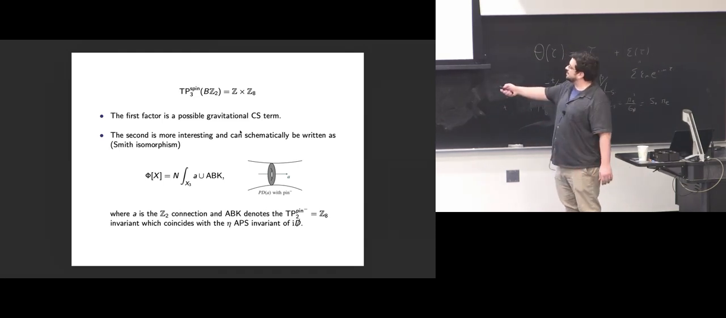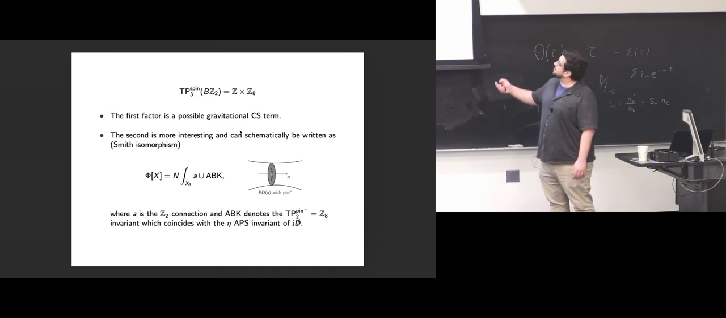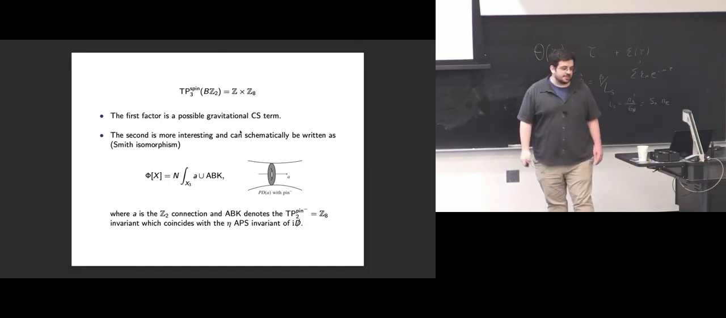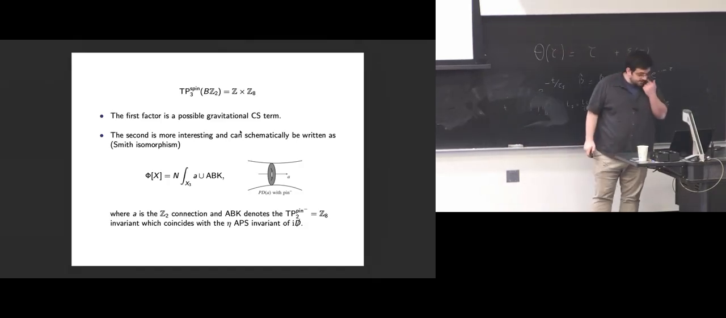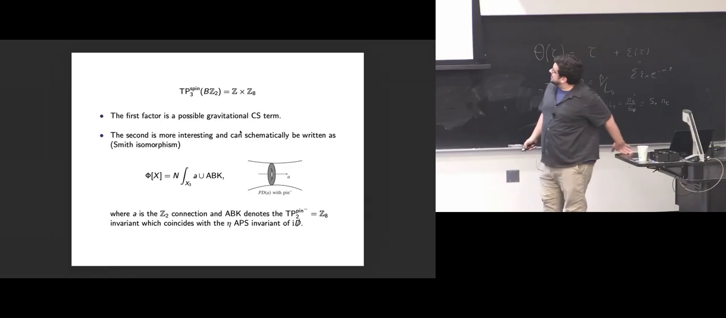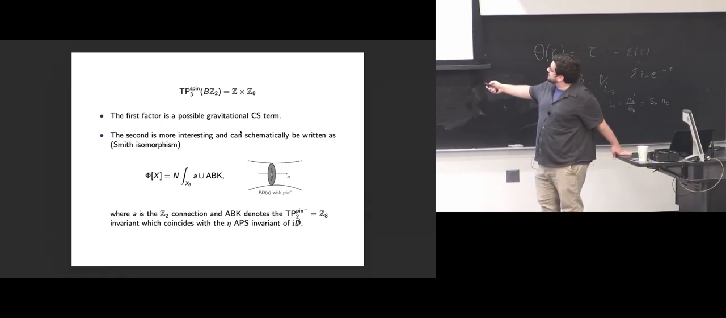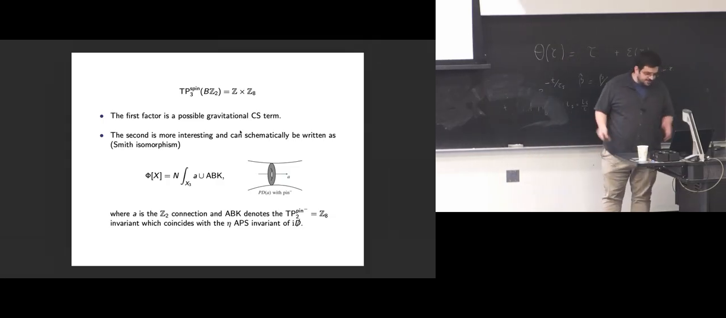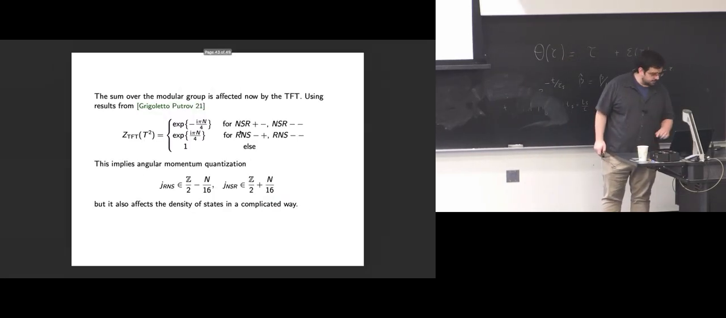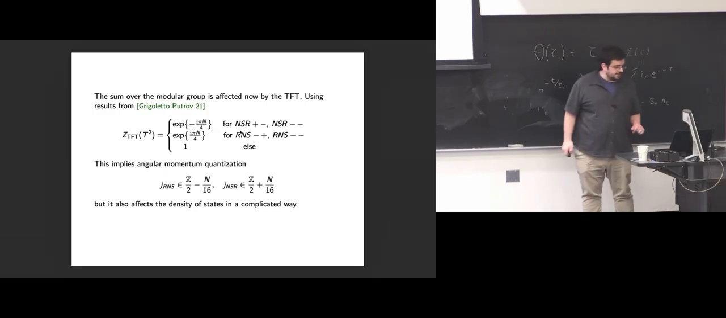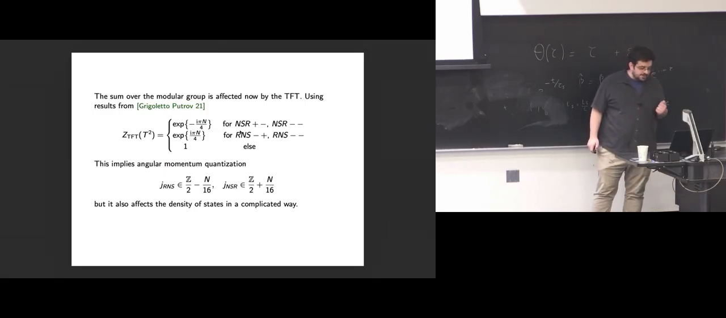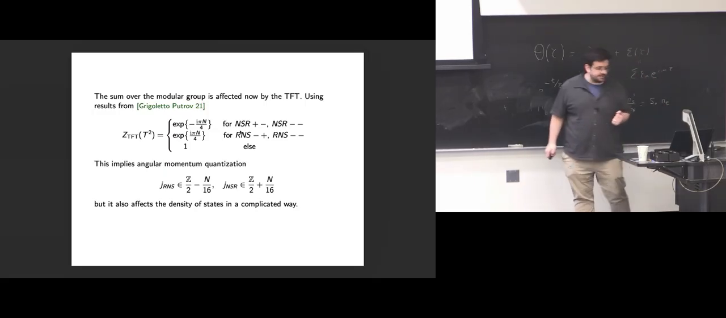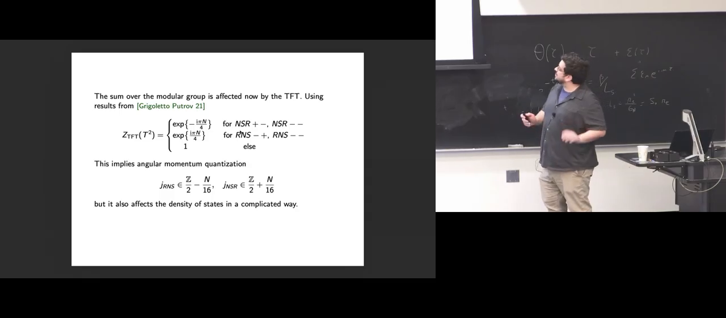This is called the Smith isomorphism, and it allows you to compute these non-trivial partition functions of the topological field theories. And the Z8 invariant on this pin minus, 2D pin minus surface, is the APS invariant of the Dirac operator. But okay, that's just the details of how to compute it. The sum over modular groups is now affected by these topological field theories. This was actually computed, from the condensed matter perspective, in this paper.